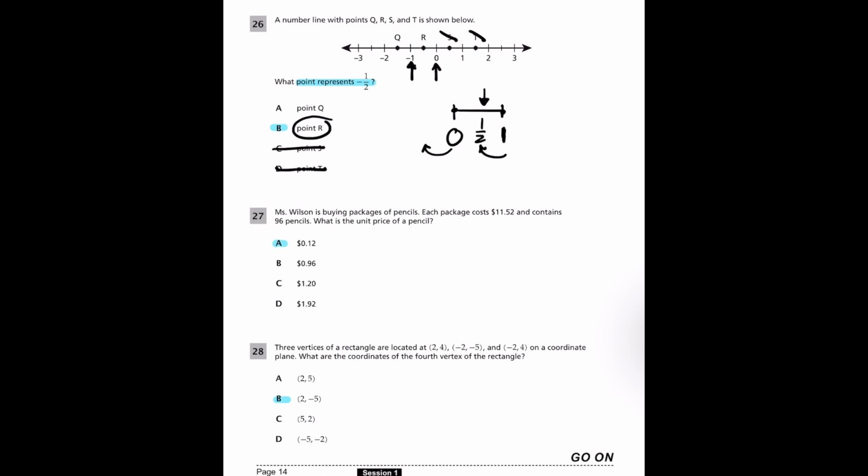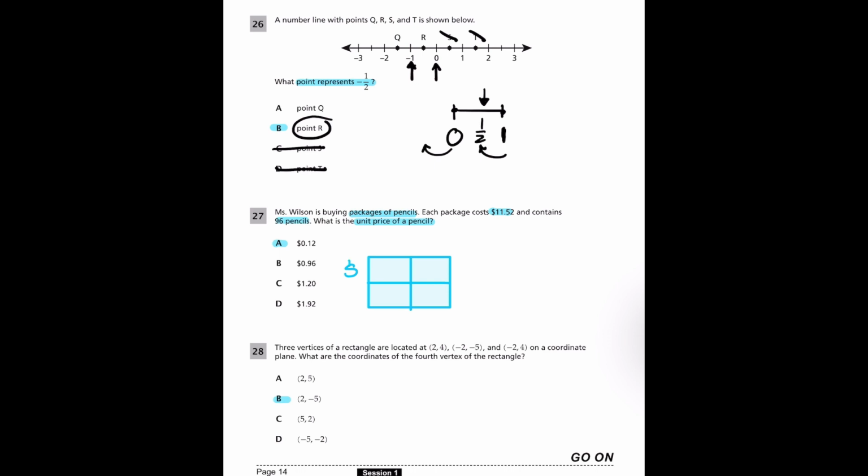Miss Wilson is buying packets of pencils. Each packet costs $11.52 and contains 96 pencils. What is the unit price of a pencil? Right, I'm going to keep going with the trend and make another ratio table. And I do this because it keeps my work super organized. And I want the price of a pencil. So the unit price per pencil.